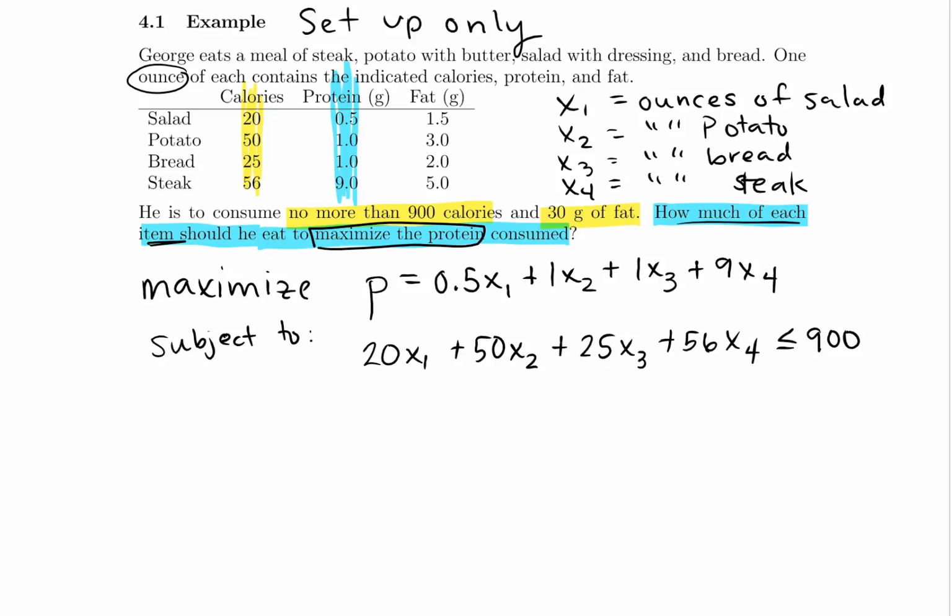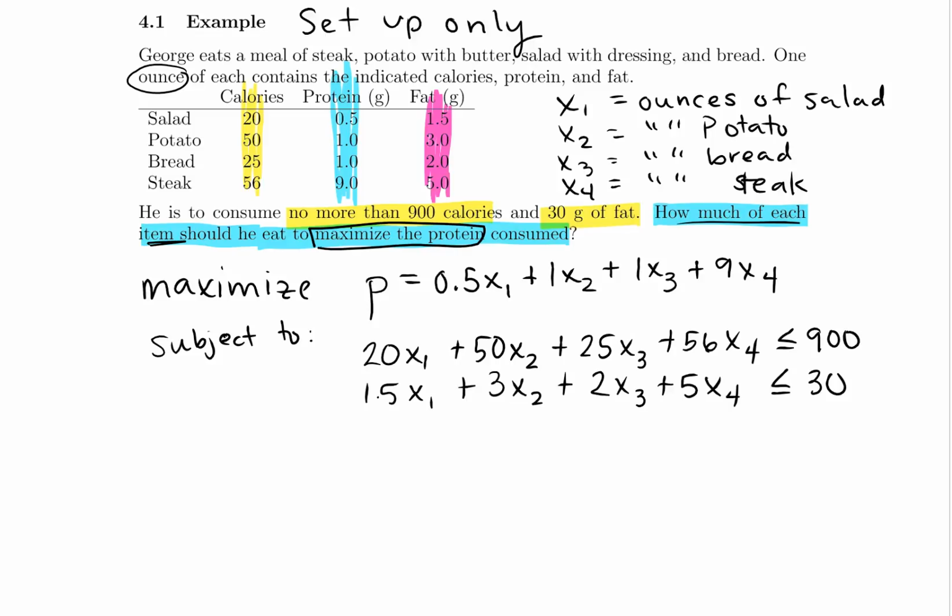Now let's do the same thing, but for the fat consumption. So our fat column is the last one. So let's see. We get 1.5 grams of fat for every ounce of salad, 3 grams of fat for every ounce of potato, 2 grams of fat for every ounce of bread, and 5 grams of fat for every ounce of steak. All of the fat added up can be no more than 30 grams, so less than or equal to 30 grams.